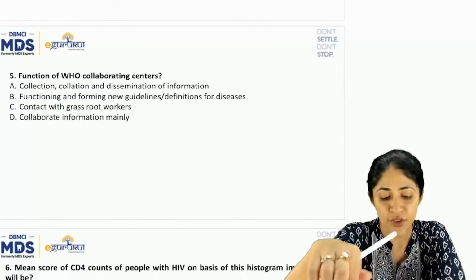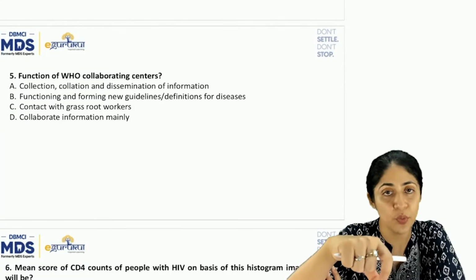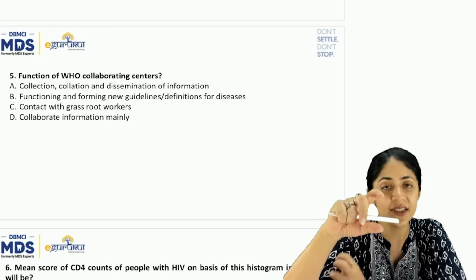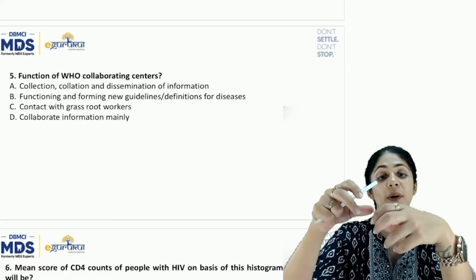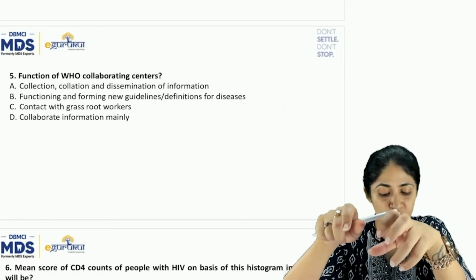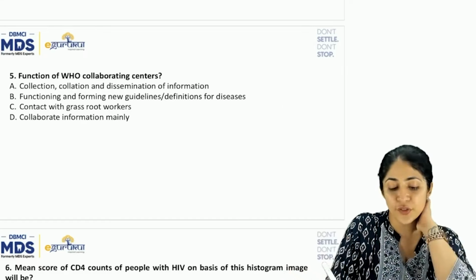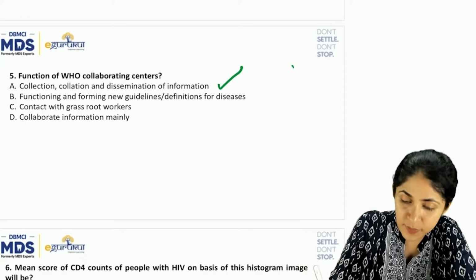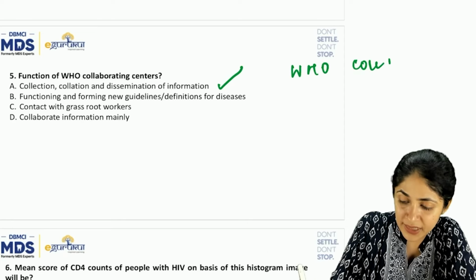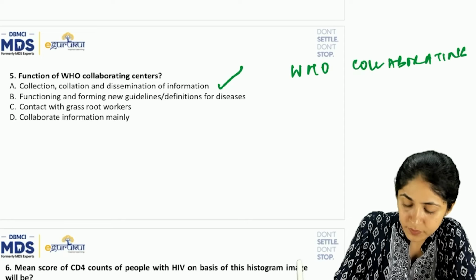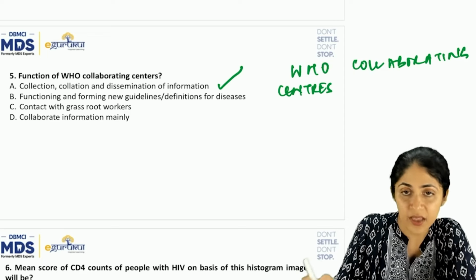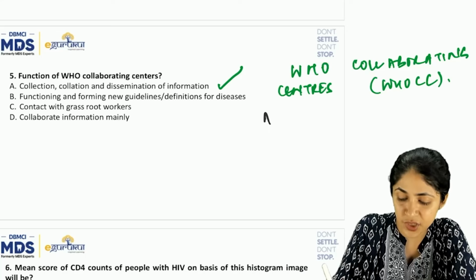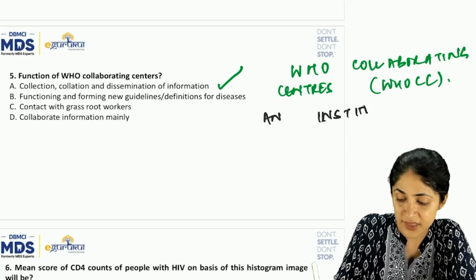The next question is: what is the function of the WHO collaborating center? Here we are not studying the functions of WHO, we are studying the functions of the WHO collaborating center. So here the answer would be A, because these are the centers. The WHO collaborating centers, as the name suggests, also called WHO CC, are basically institutions.